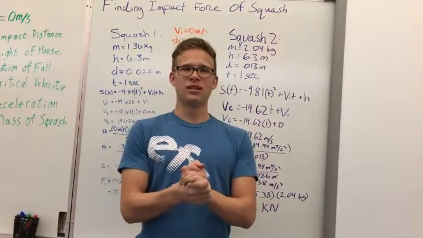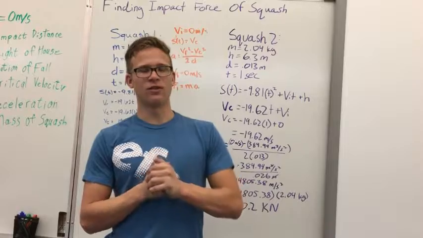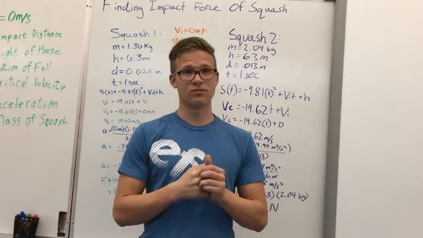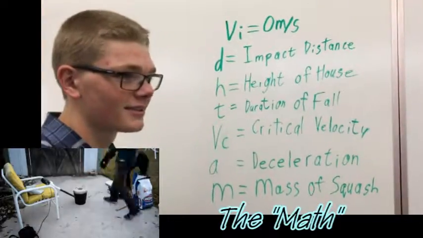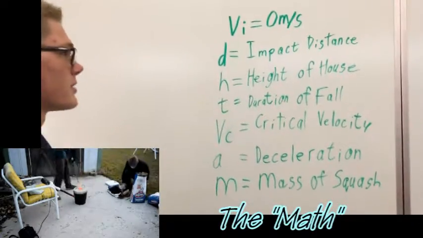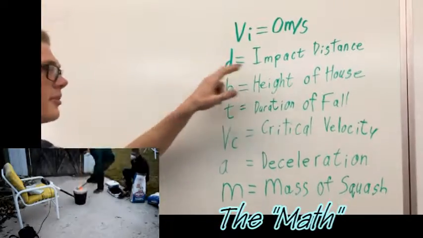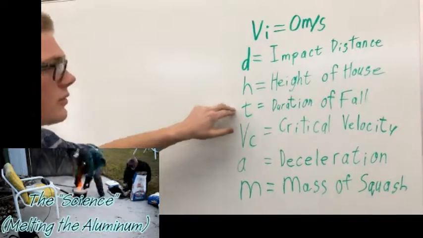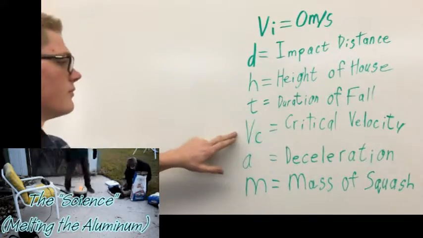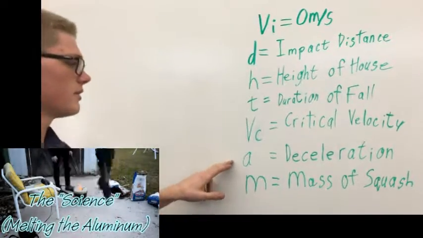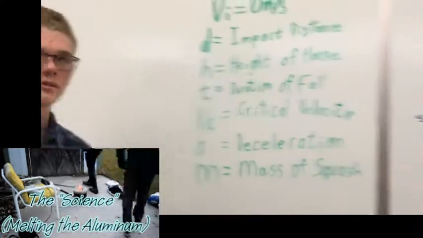Alright, so our problem today is that we're trying to find the force of impact of a squash filled with aluminum compared to a regular squash. For our equation, we had a couple variables. D represented impact distance, H the height of the house, T the duration of the fall, v_c the critical velocity, a the deceleration, and M the mass of the squash.